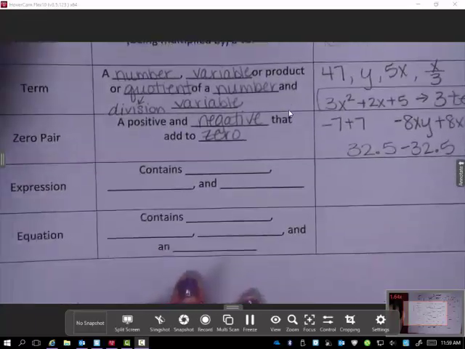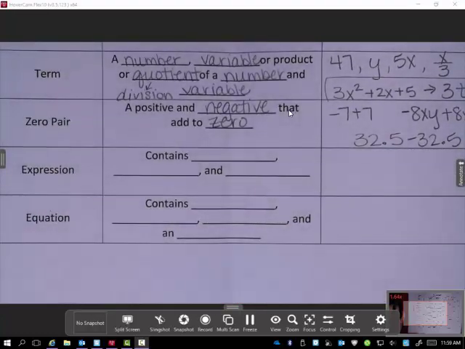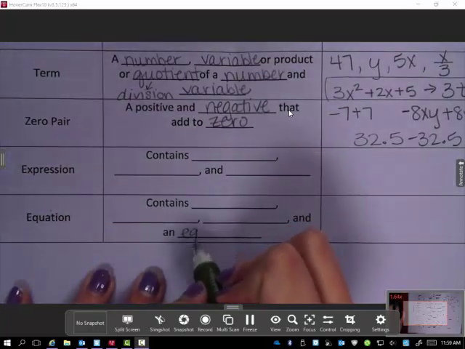Okay. Now, the last 2 are very, very similar. If you look at those 2, they both start with the word contains. Expression has blank, blank, and blank. Equation has blank, blank, blank, and blank. Okay, now, can anyone tell me what the difference between an expression and an equation is? Peyton? An equation has an equal sign. Very good. An equation has an equal sign.